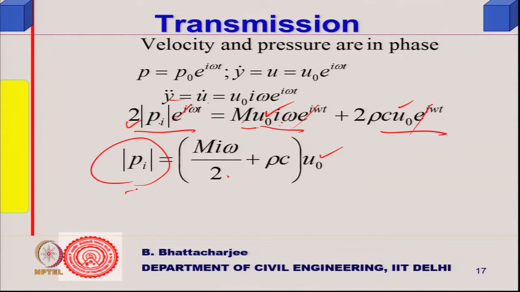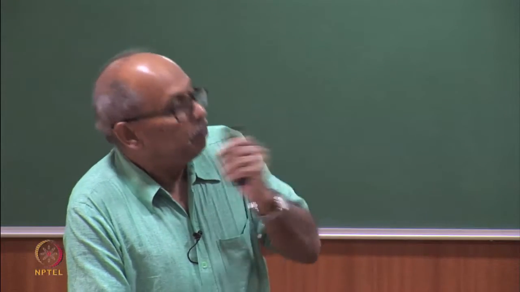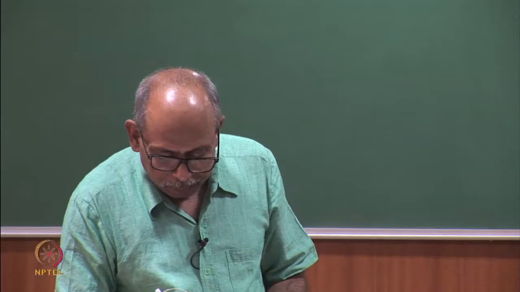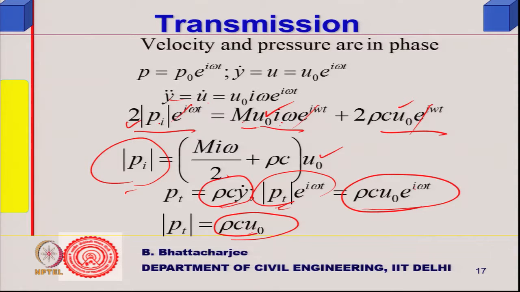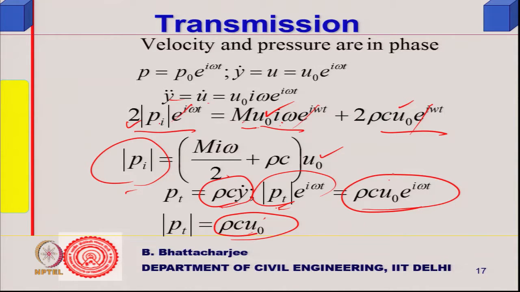So, the incident pressure can be related in this manner, and what is the transmitted pressure? The mass acceleration is caused by the force that is coming in. On the other side, it is actually the velocity, so the transmitted pressure we write as ρc y dot, and similarly we assume it to be e to the power iωt multiplied by some amplitude. So, P_t is written as ρc u0, the amplitude of the velocity, and now I take the ratio P_t by P_i.